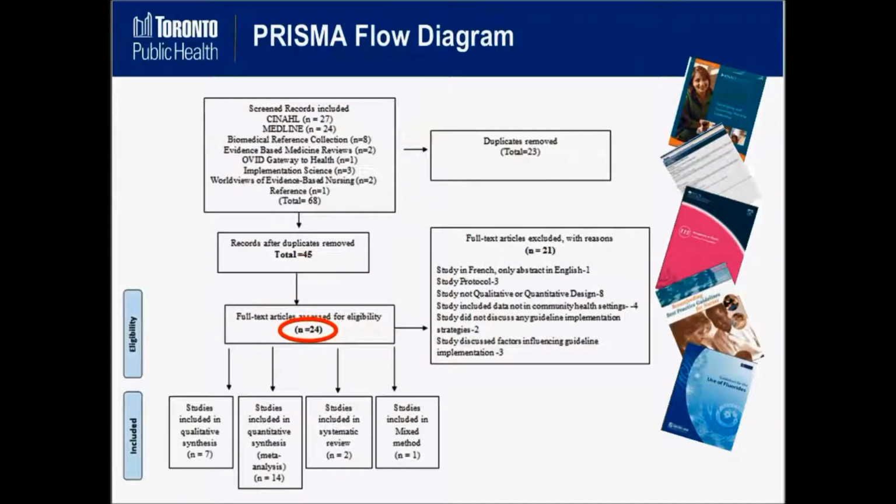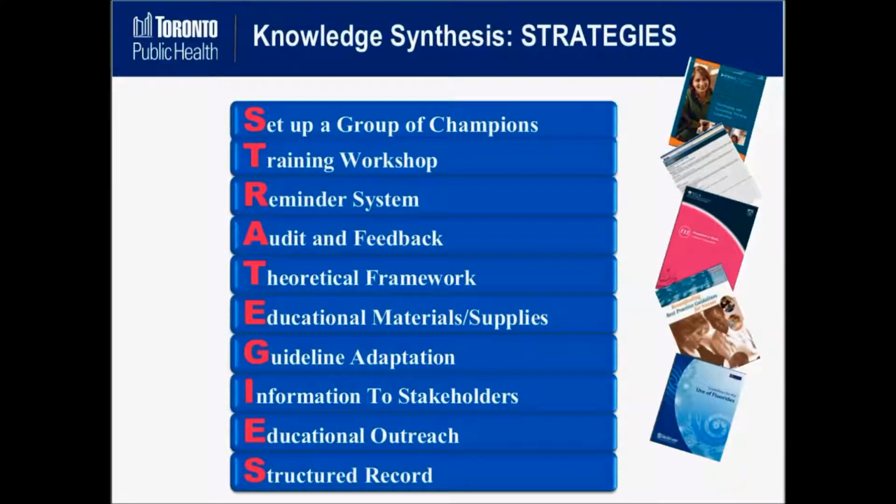then for the full text screening stage, I actually screened 45 articles, and from the 45 articles, I excluded about 21 articles, and finally resulting 24 articles were included in my study and analyzed. So this is the best part of the presentation.